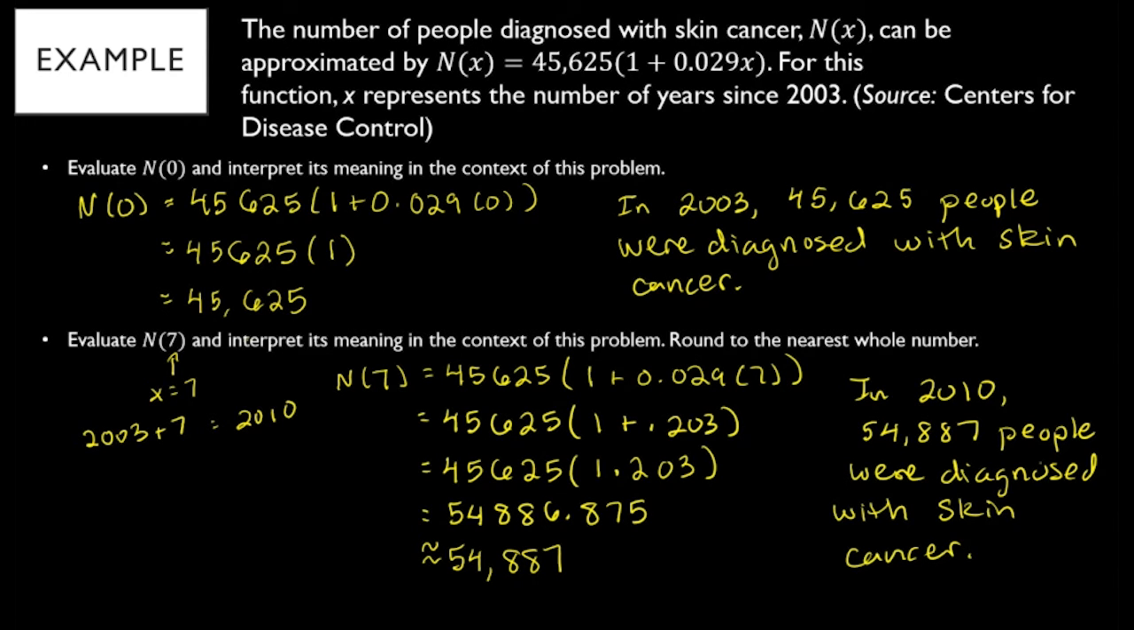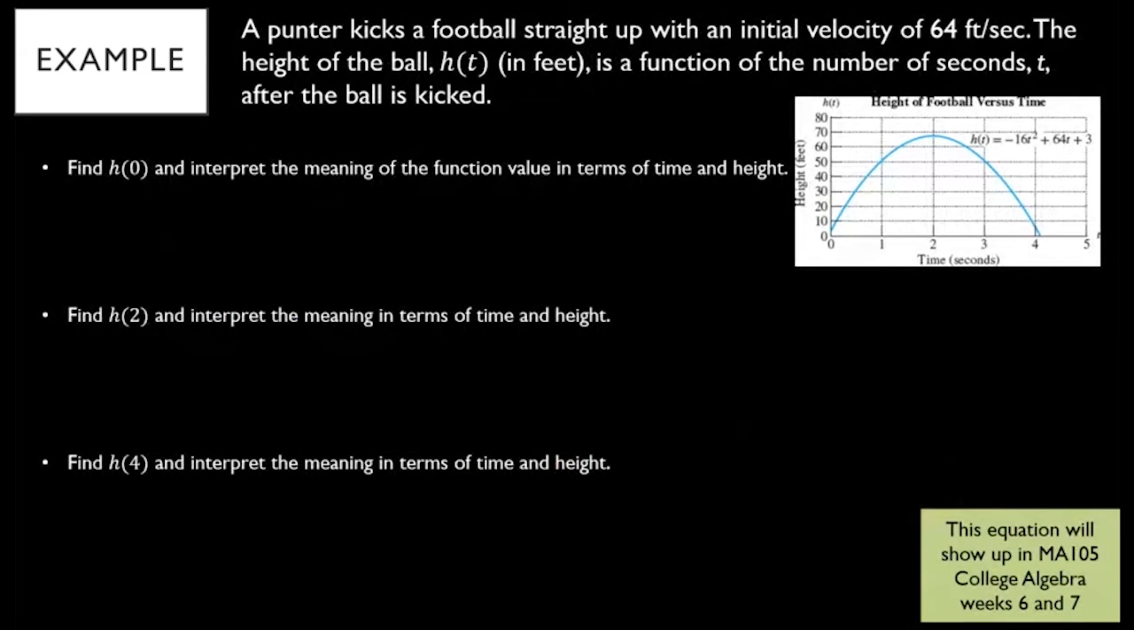And there we go. That's our interpretation. Here's a good example that actually shows up in MA105 College Algebra, weeks 6 and 7. You learn about this type of equation. It's a quadratic, as you learned. We did do a little bit of quadratics this week, so you'll see that again in week 6.